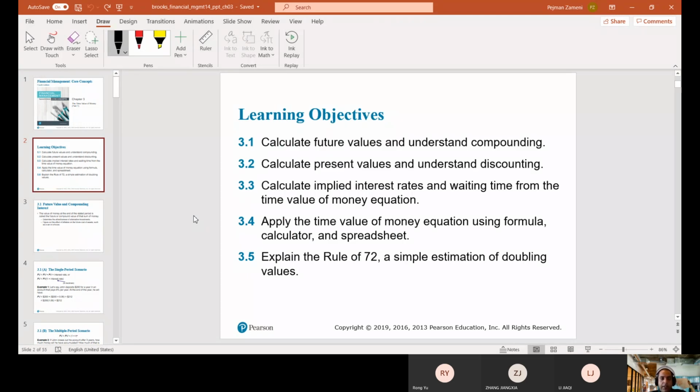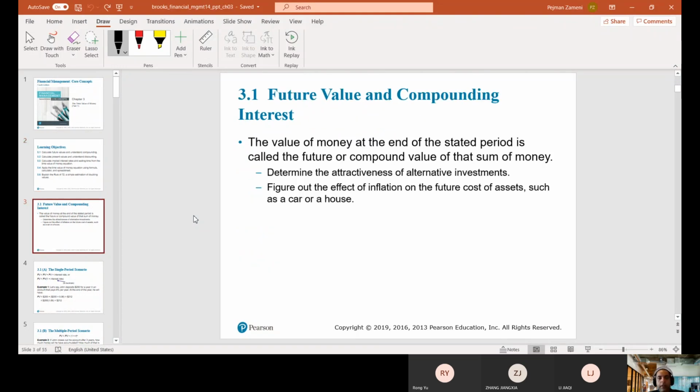Okay, the learning objectives are: calculate future values and understand compounding, calculate present values and understand discounting, calculate implied interest rate and waiting time from the time value of money equation, apply the time value of money equation using formula, calculator, and a spreadsheet, and explain the rule of 72, a simple estimation of doubling values. Okay. Future value and compounding interest.